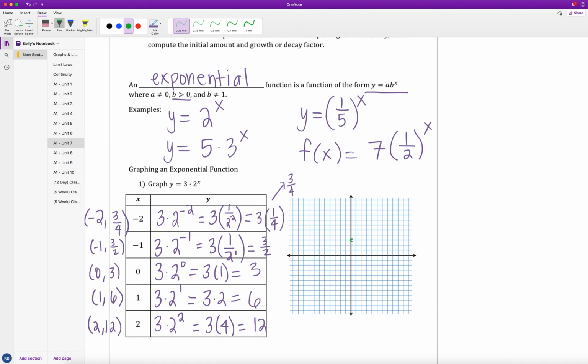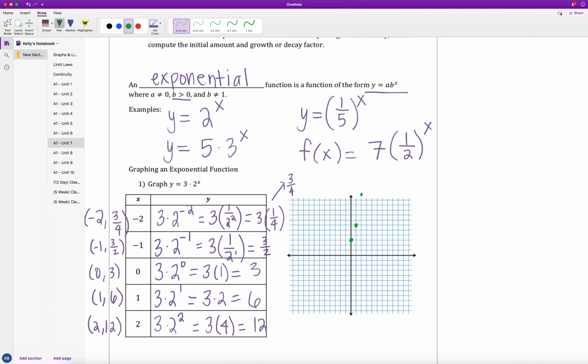I'll go up 1, 2, 3, that will be 0, 3. Then for 1, 6, I'll go to the right 1 and up 6. For 2, 12, I'll go to the right 2 and then up 12. So this was 6, 7, 8, 9, 10, 11. A little bit, we ran out of graph paper, that's okay. It would be the next point up there.